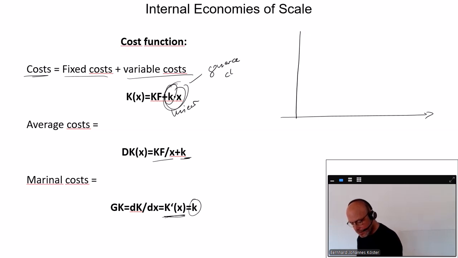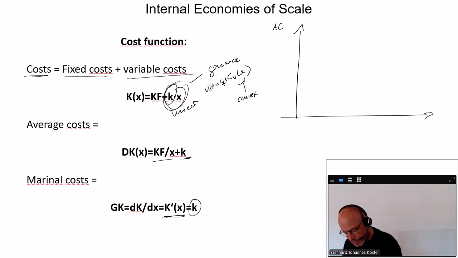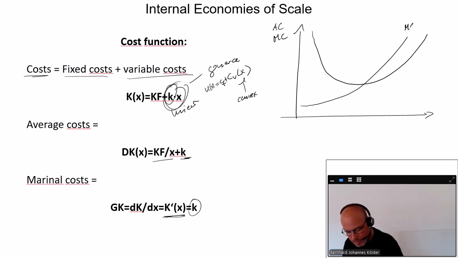Hopefully, if this would be general, let's say our cost function is K plus C_F plus C variable, with a convex curvature, then hopefully average costs and marginal cost, you hopefully know this picture.